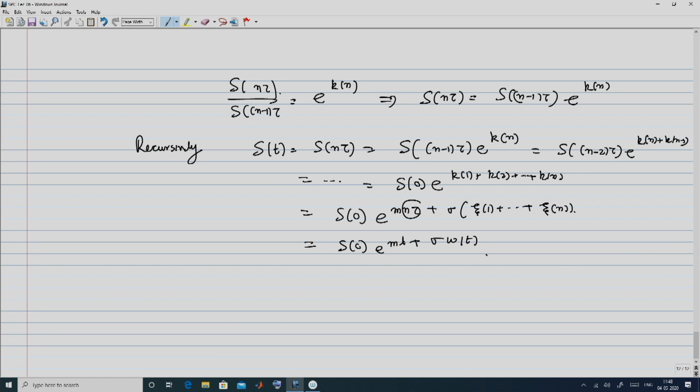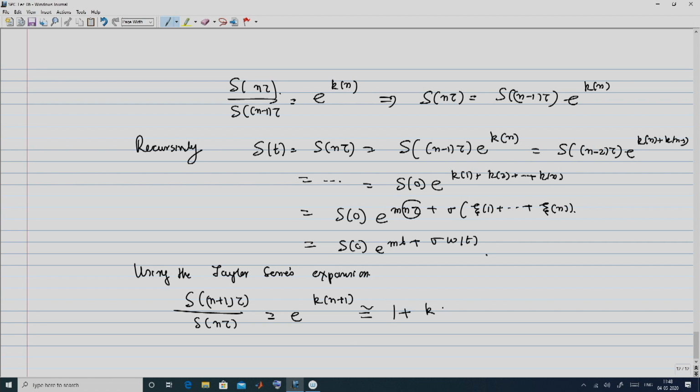Okay, so now we will make a Taylor series approximation. Using the Taylor series expansion, what do I get? I will get that S of n plus 1 tau over S of n tau is e raised to k n plus 1, and I assume that k n plus 1 is small. So, I can approximate this as 1 plus k n plus 1 plus half of k n plus 1 whole square. We neglect the higher order terms here.